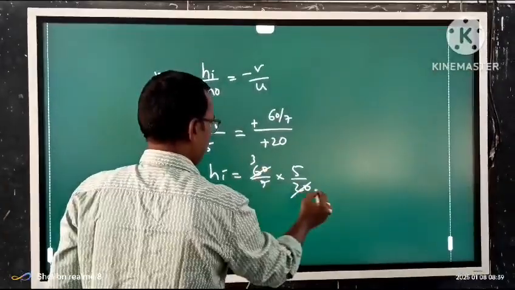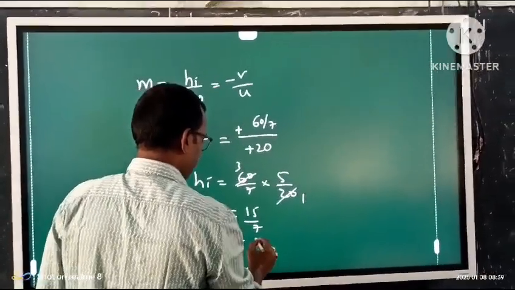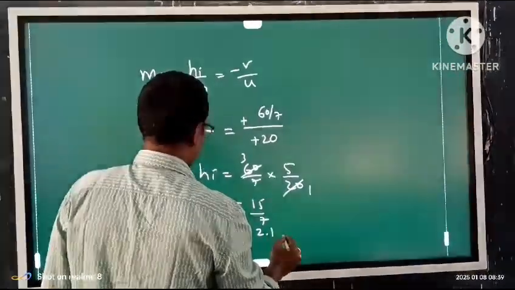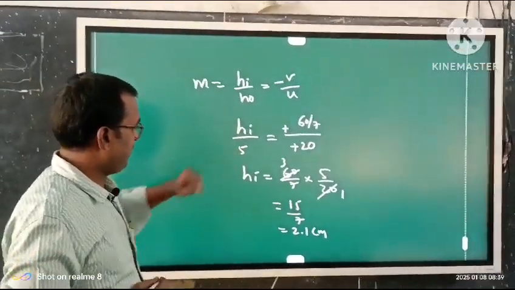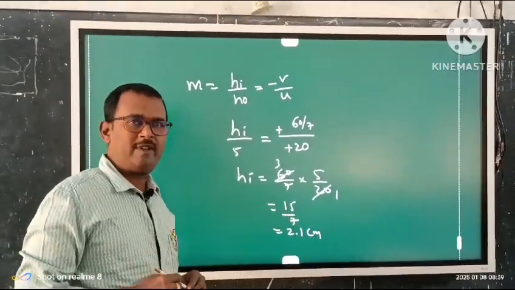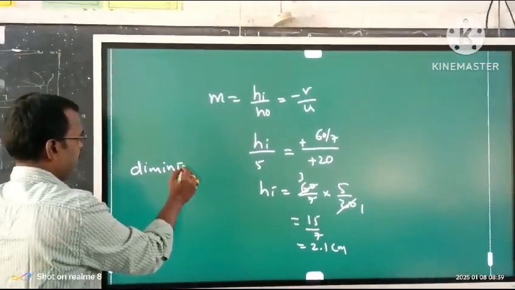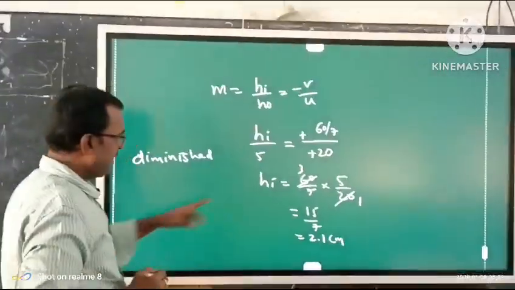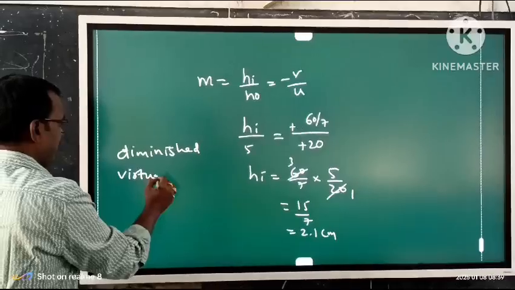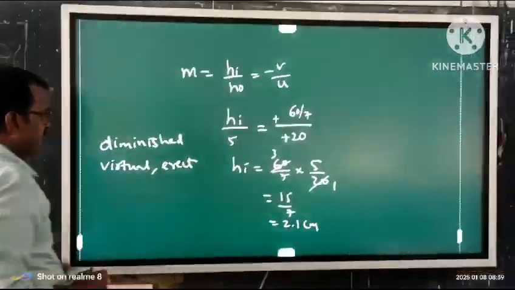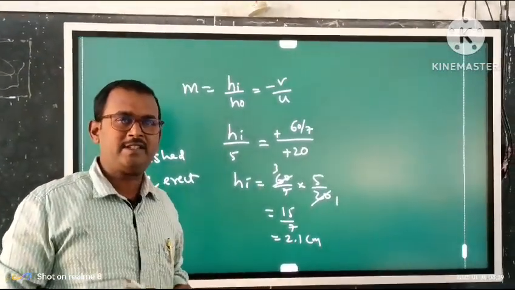Cancelling 20s and 3s, we get 15 by 7. That's equal to 2.1 centimeters. In this, object size is 5 centimeters, image size is 2.1 centimeters. That is, the image is a diminished image, a small image, and here image height is a positive value. That means it is virtual and erect. So we get a virtual, erect and diminished image at a distance of 8.5 centimeters from the mirror.